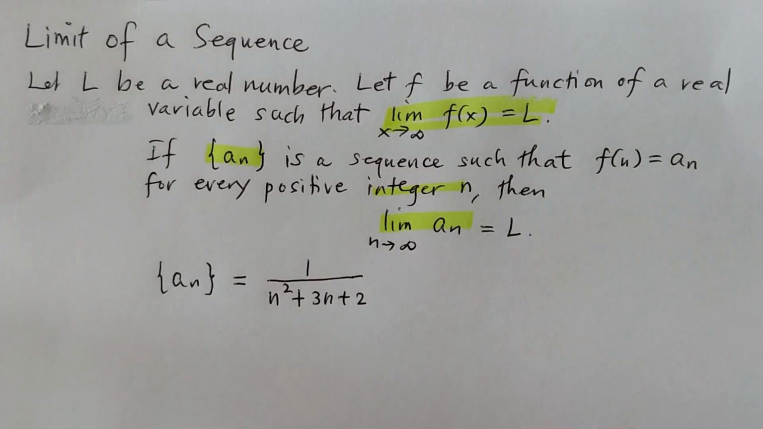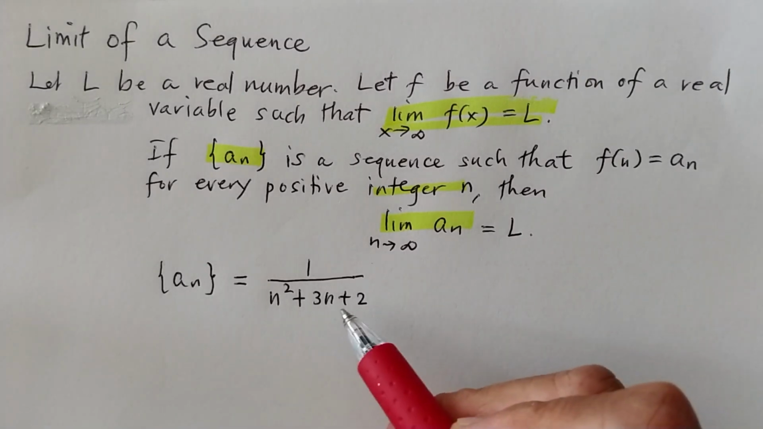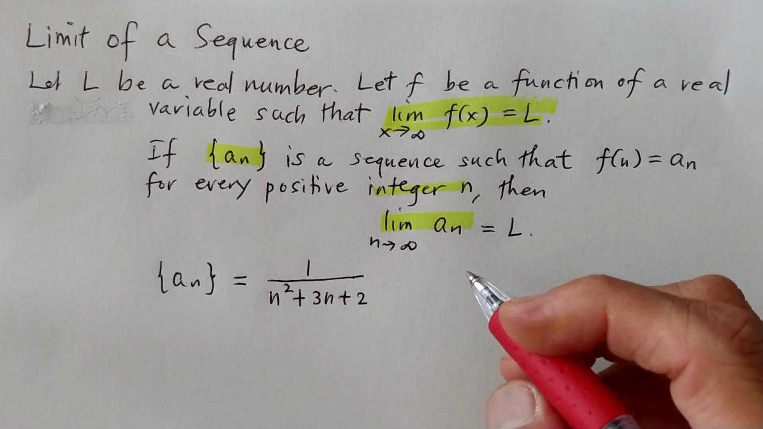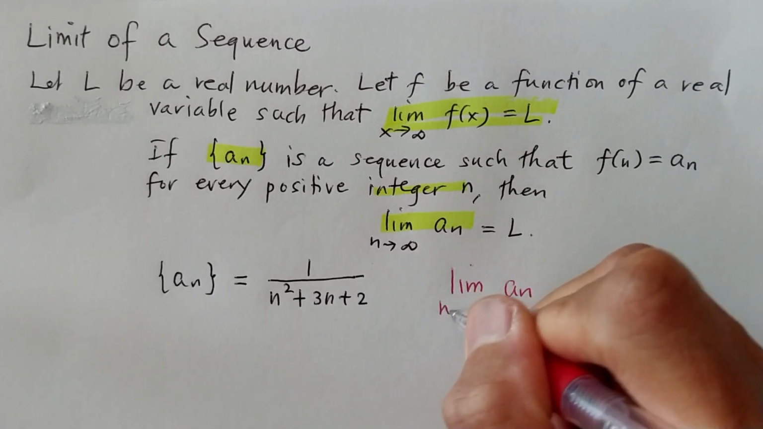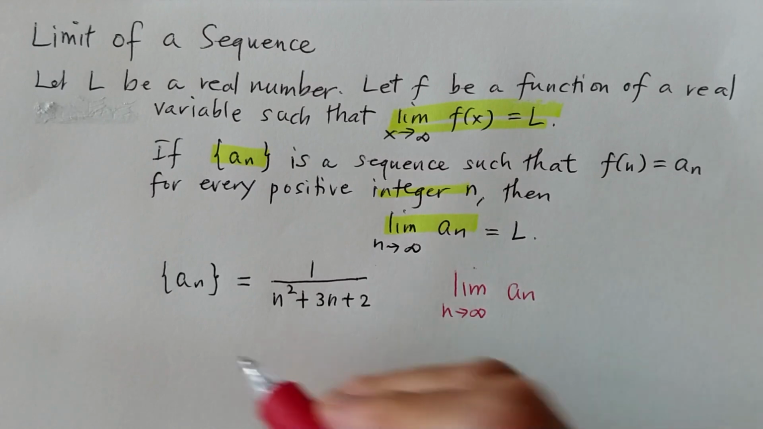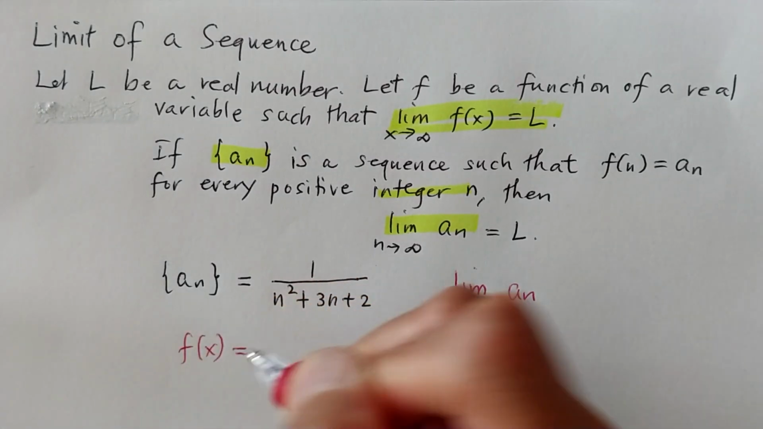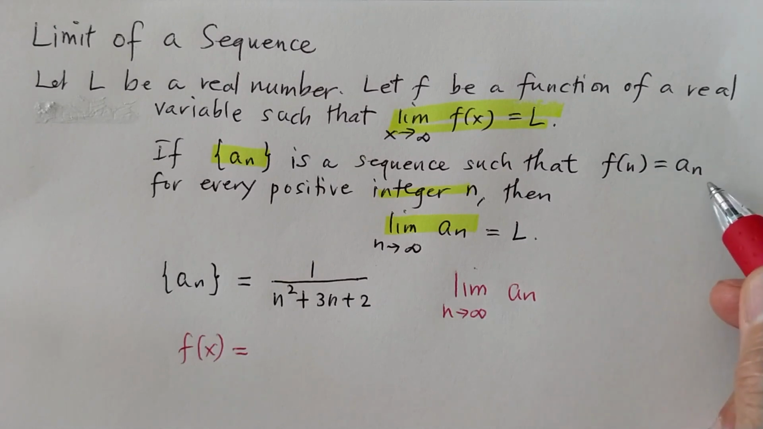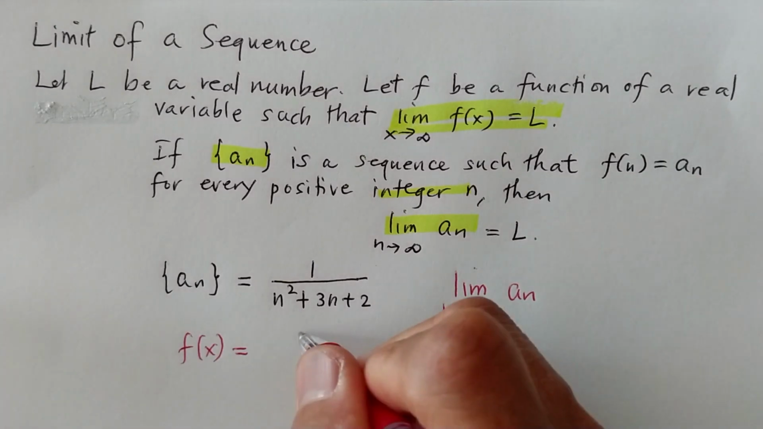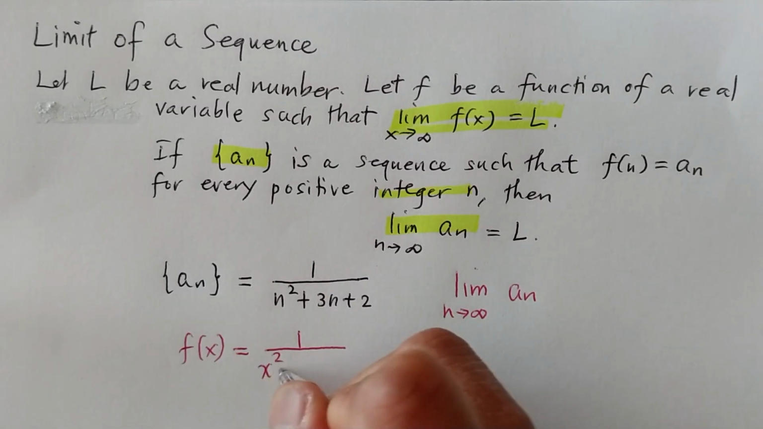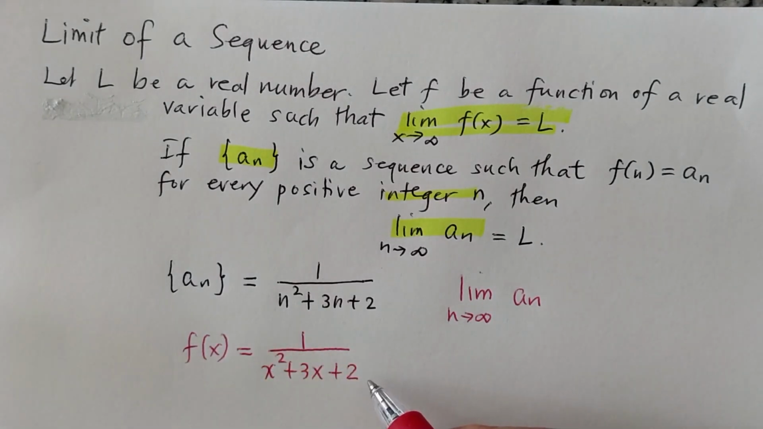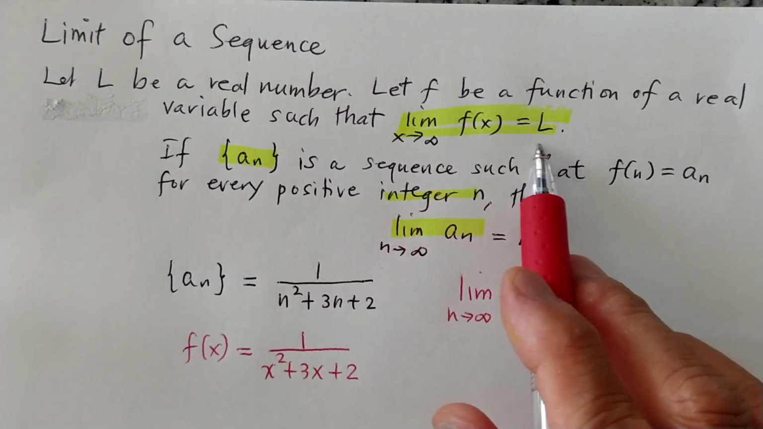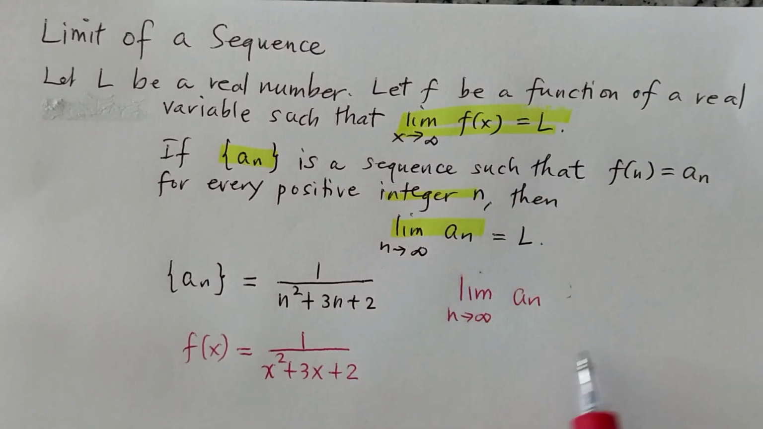So let's look at this problem here. The limit of a sub n, which is given by 1 over n squared plus 3n plus 2, is equal to, well, we need to find a function f of x so that for every n, f of n is equal to a sub n. So our real valued function could be x squared plus 3x plus 2. If we get the limit of this, and we found the limit is L, then that will be the same limit of our sequence.